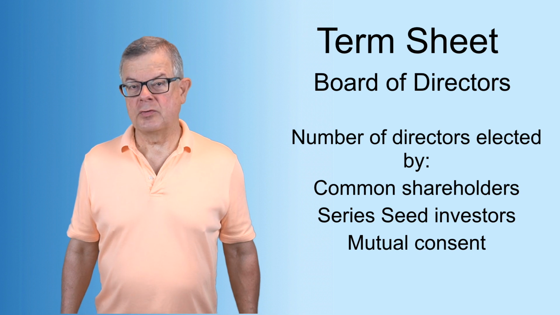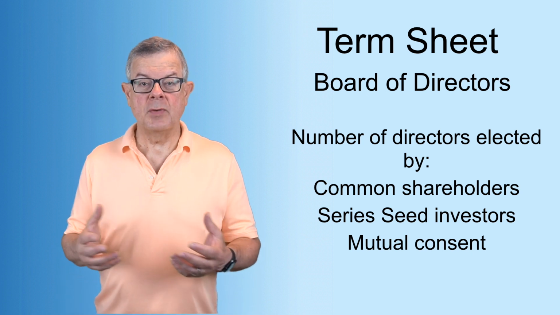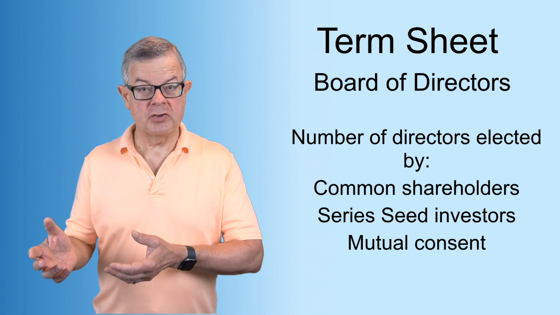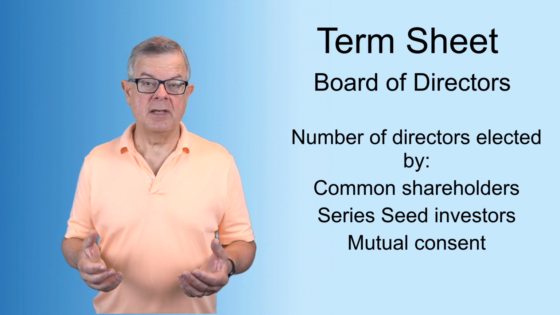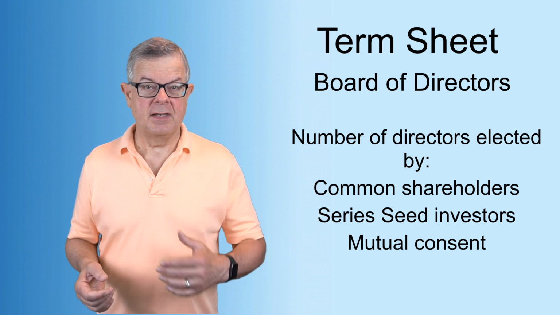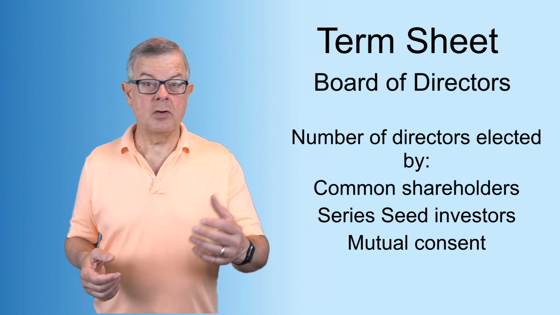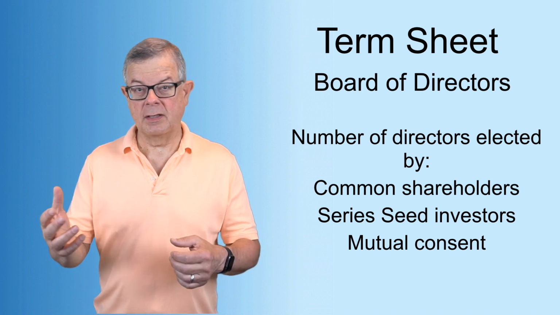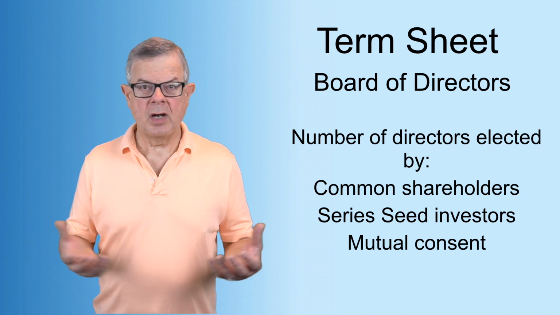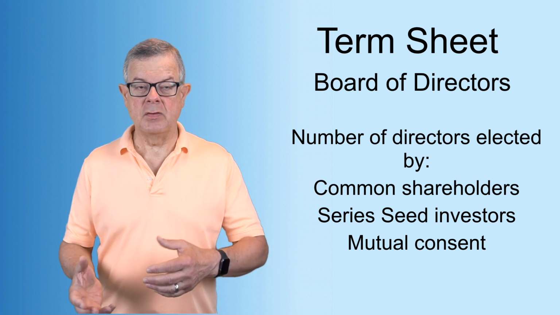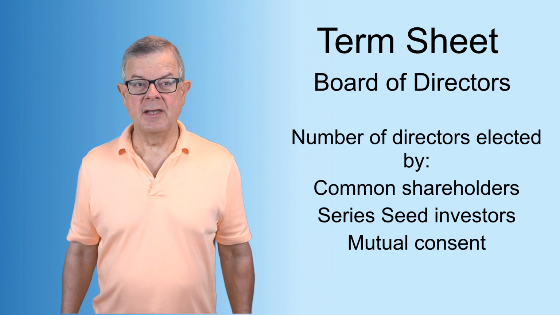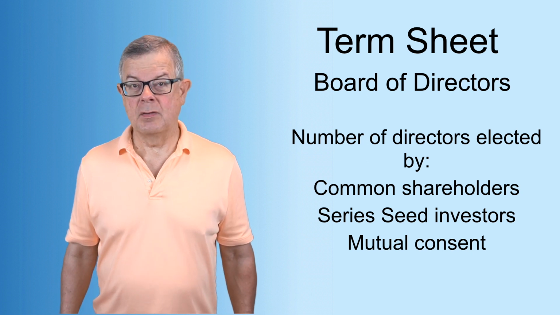What the term sheet says about board of directors is it defines how many directors can be elected by the common shareholders, how many by the preferred shareholders, and how many board members can be elected by agreement between the two groups. Now, for example, it may say that the common shareholders get to elect one board member, the preferred shareholders elect one board member, and then jointly they agree on a third board member that would probably be an independent member, i.e. somebody who's not an employee of the company, but also not one of the investors. So that would be a very common early stage board structure.